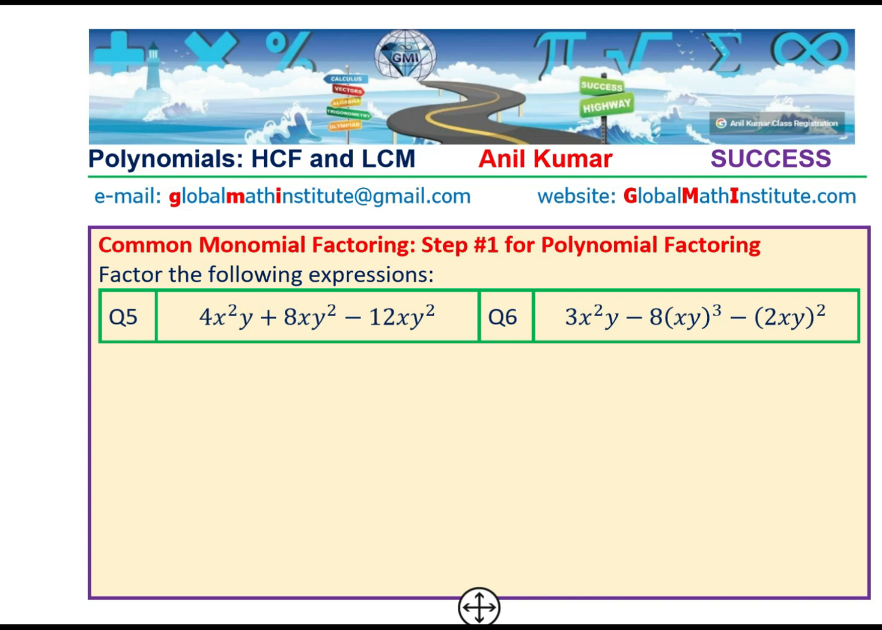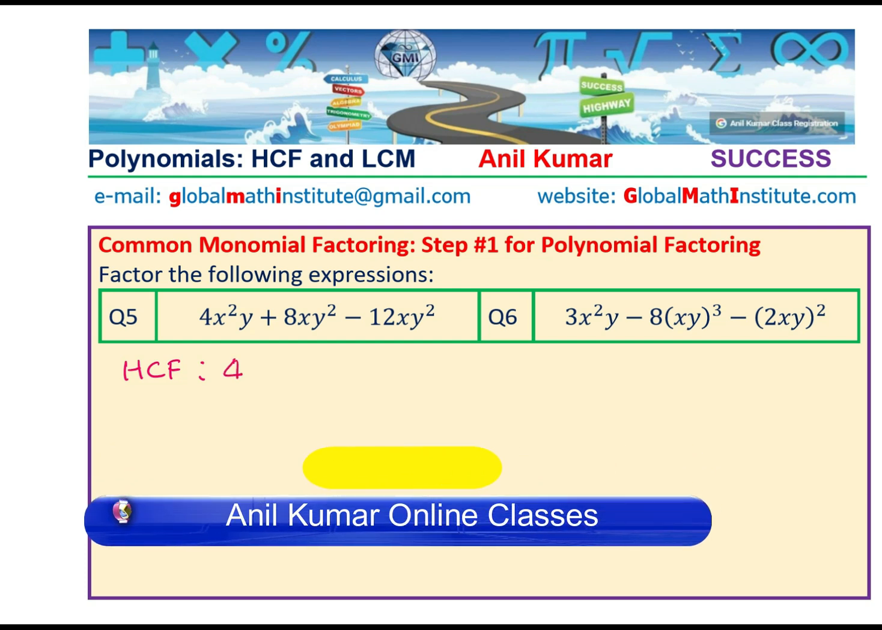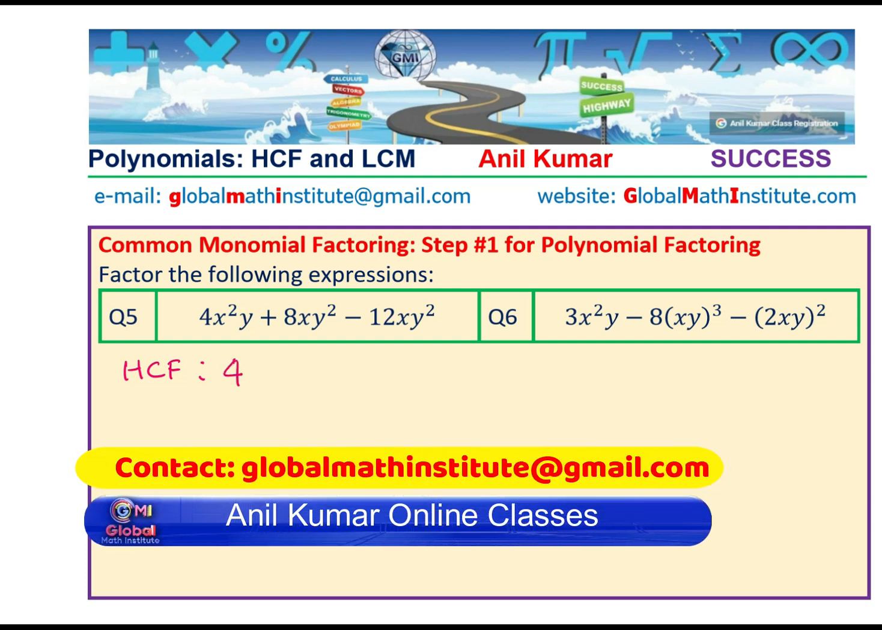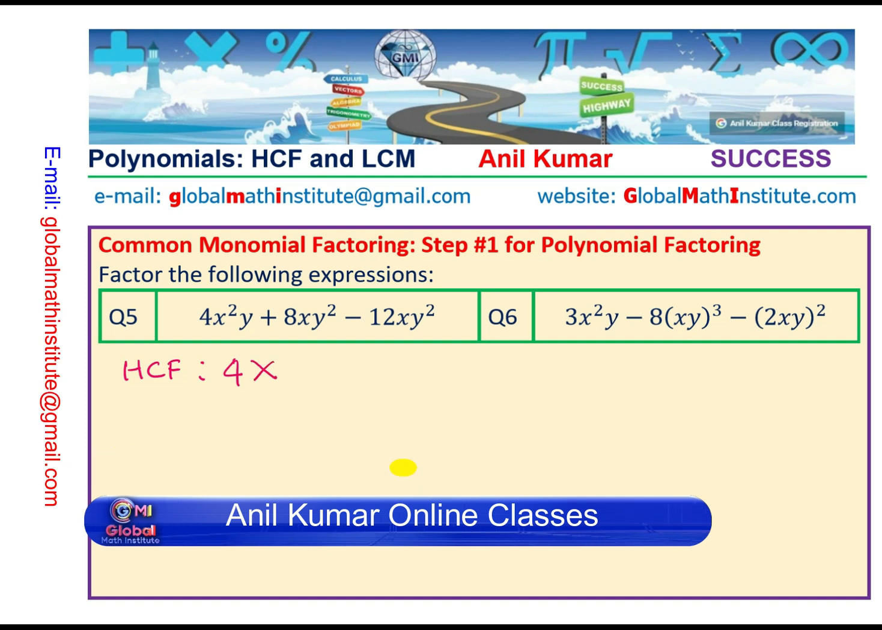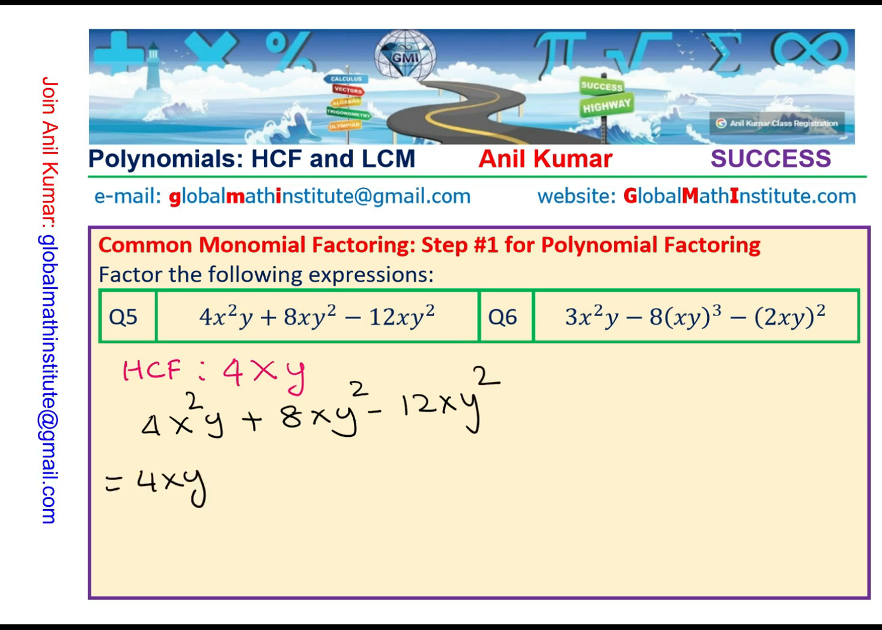So now we have three different terms and we need to identify how do we find the highest common factor. So first thing is highest common factor. You can identify numbers 4, 8, 12 means 4 is common. X square, x is common. Y square, y is common. And therefore, if I write this question, which is 4x square y plus 8xy square minus 12xy square, I can write 4xy as common factor.